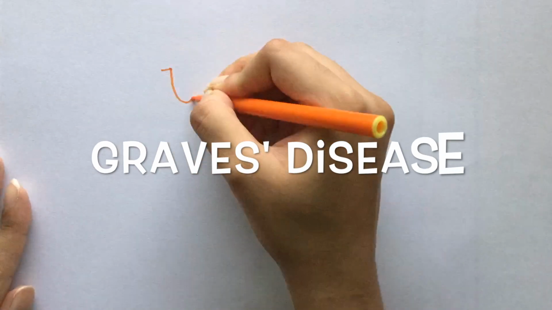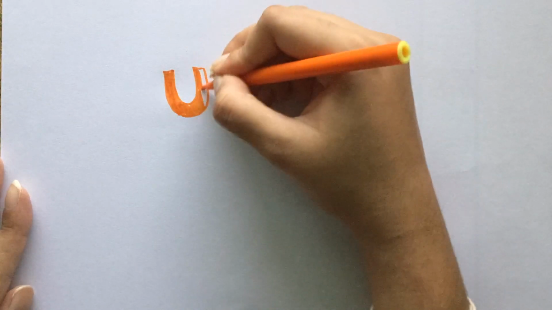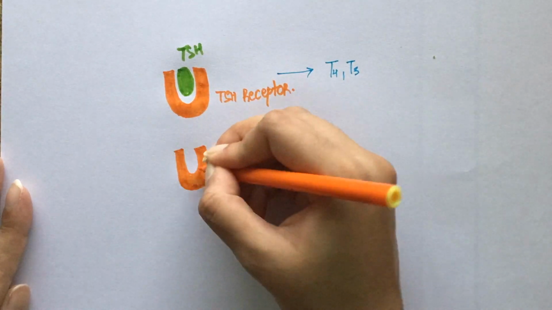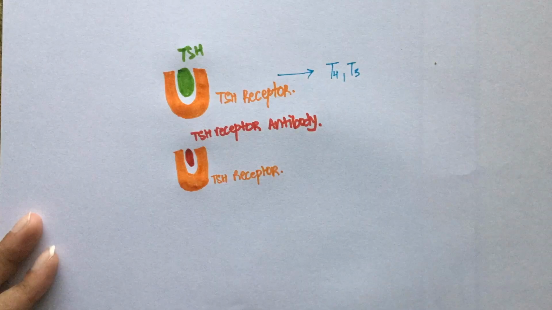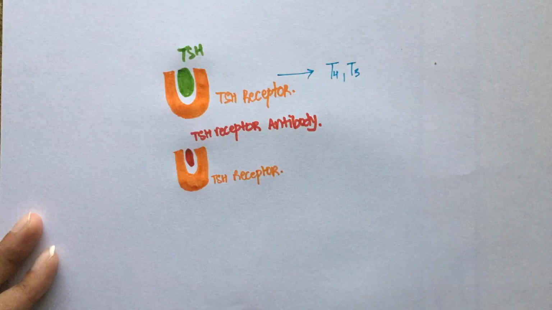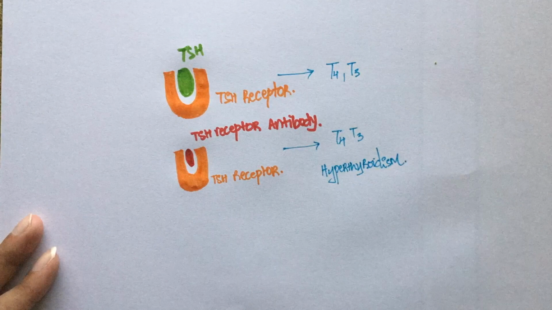Moving on to Graves' disease. Graves' disease is an autoimmune disease. The main pathology involved is the production of antibodies against the TSH receptor on the thyroid gland. They are called thyroid stimulating immunoglobulins. It is a type 2 hypersensitivity reaction. These antibodies bind to the TSH receptors on the thyroid gland and stimulate it just the way TSH does. So, patients will experience symptoms of hyperthyroidism.